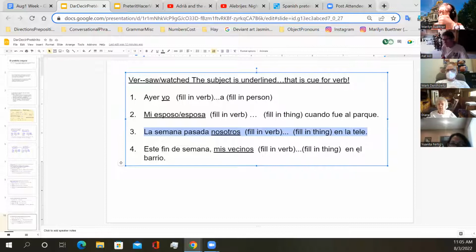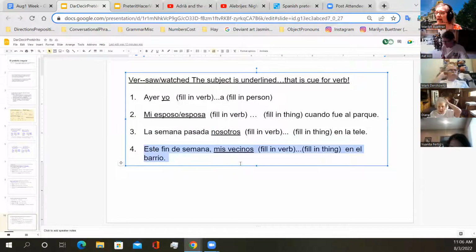Bien. Vale, bueno. Muy bien. Ok. Y por fin. Este fin de semana, this weekend, este fin de semana, mis vecinos, en el barrio, in the neighborhood, vieron a jabalinas, una familia de jabalinas, sí, en el barrio.